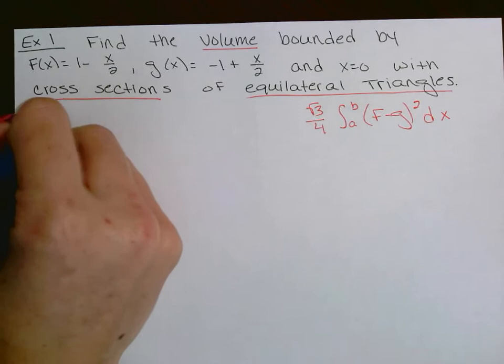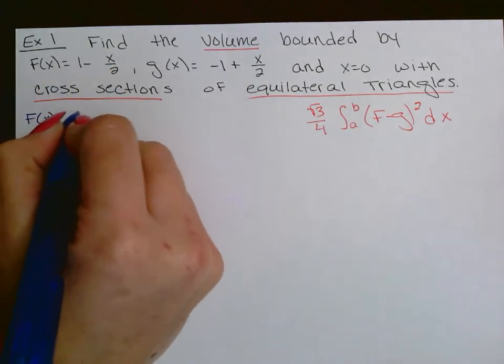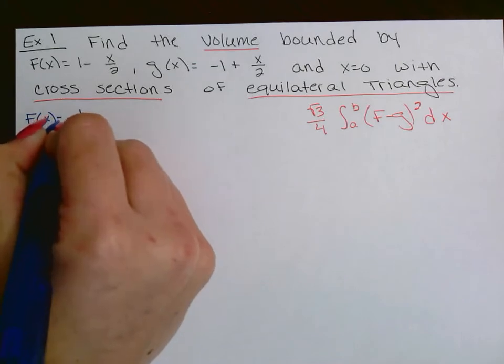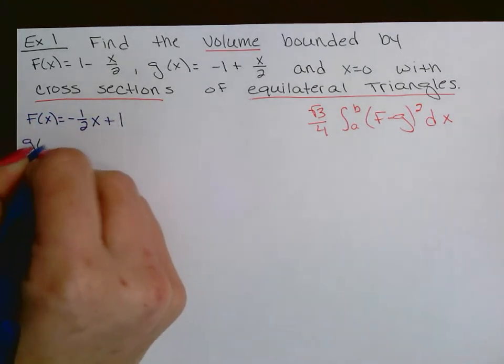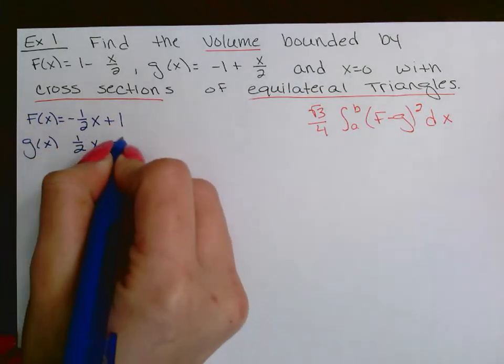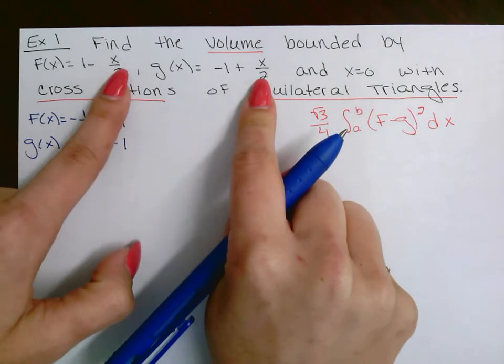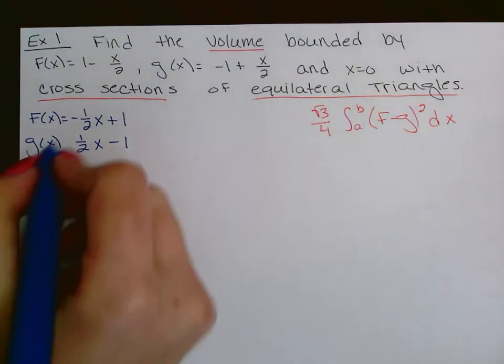I'm going to say that f of x, I'm going to move the one with the variable to the front, negative half x plus 1, and I'm going to say g is a positive half x minus 1. I just moved these terms to the front and these to the back, and instead of saying x over 2, I said half of x. Okay?